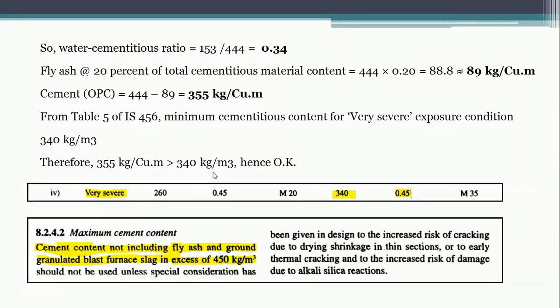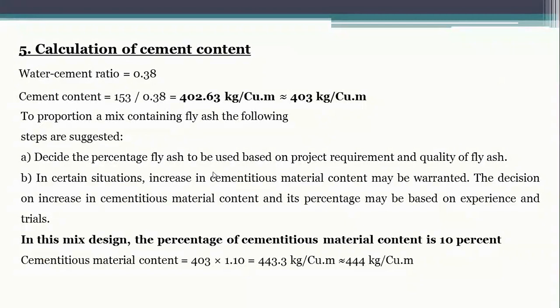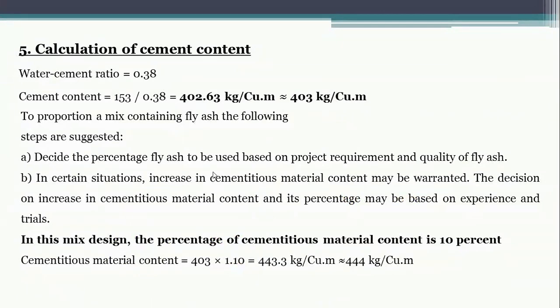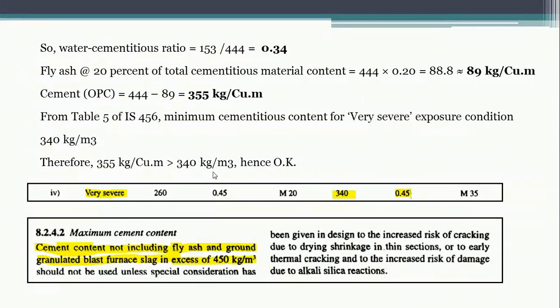But in order to maintain the water cement ratio, you have to do the water cement ratio calculation once again. So 153 was the water content obtained from the previous step. By 0.38 we did to get the cement content. Now to get the water cement ratio, 153 is the water content and 444 is the cement content. So water cement ratio means W by C. So W is 153 and C is 444, after increasing the cementitious content by 10 percent. So now 153 by 444, you will get 0.34.